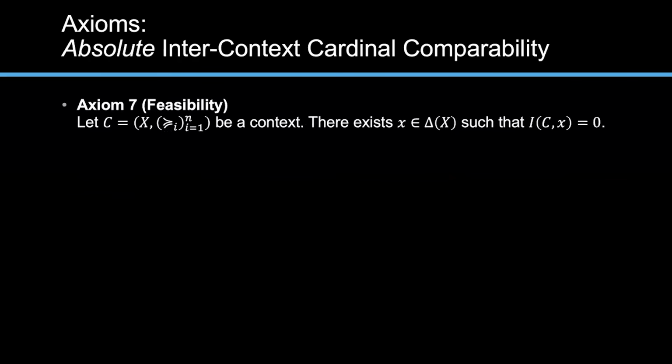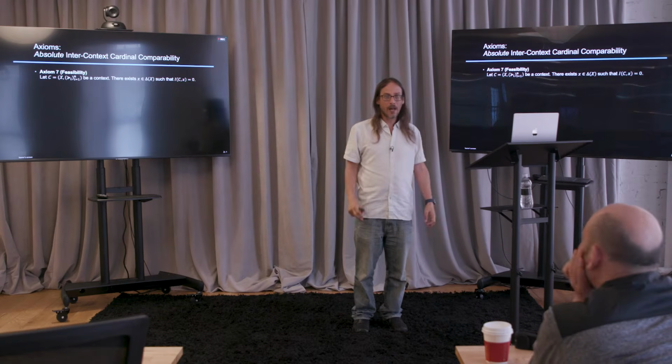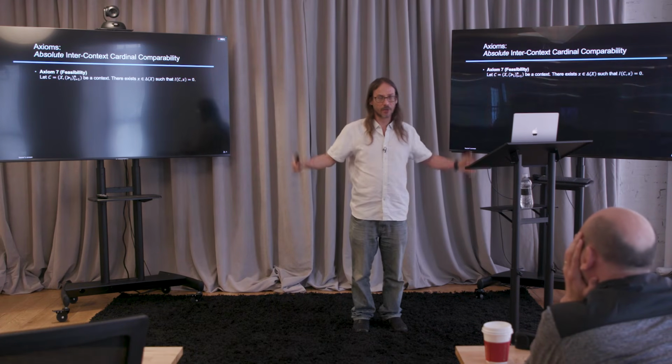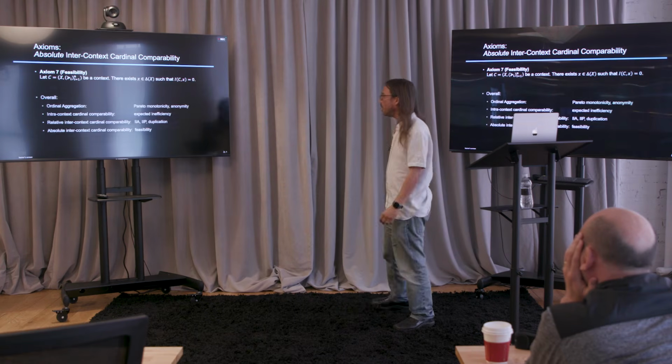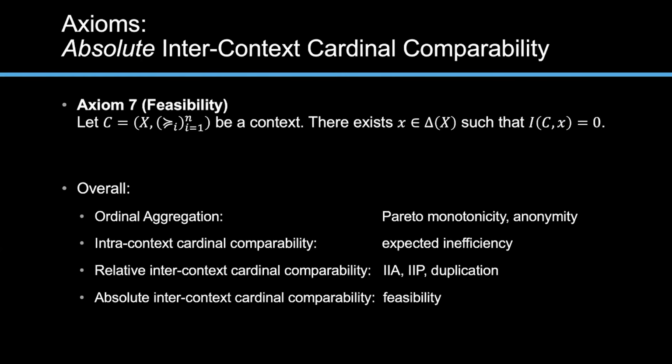It says in every context, there should be some alternative that has zero inefficiency. There should be a best thing in every context, not saying what it is. It should just exist. So these are our 5 axioms. For ordinal aggregation, we have Pareto monotonicity and anonymity. For intra-context cardinal comparability, we have expected inefficiency. For inter-context cardinal comparability, we have IA, IIP, duplication, and feasibility.